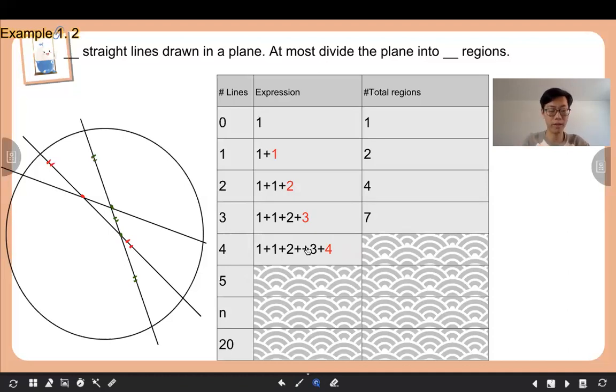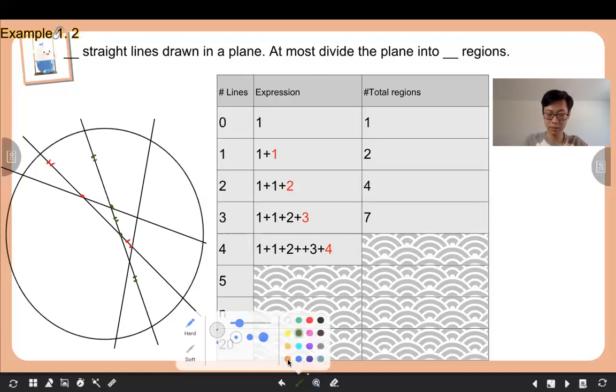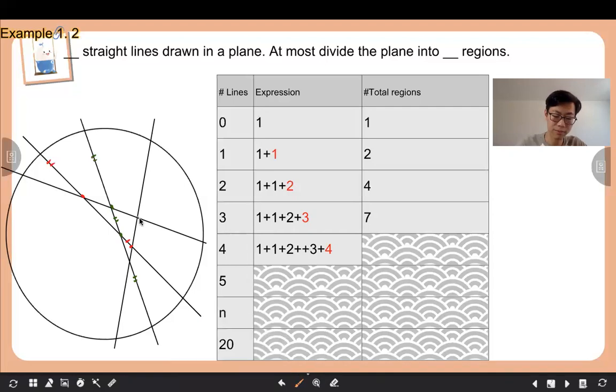okay, let me draw it and let's see it together. This 4th line we can observe that it intersects with the previous 3 lines. That's why it will have, see here, 3 intersections. And 3 intersections means it is divided into 4 parts. So how many new regions will it introduce? That's easy, that's 4, right? 4 parts, so 4 new regions. That's why we are having this red 4 added to the previous expression.